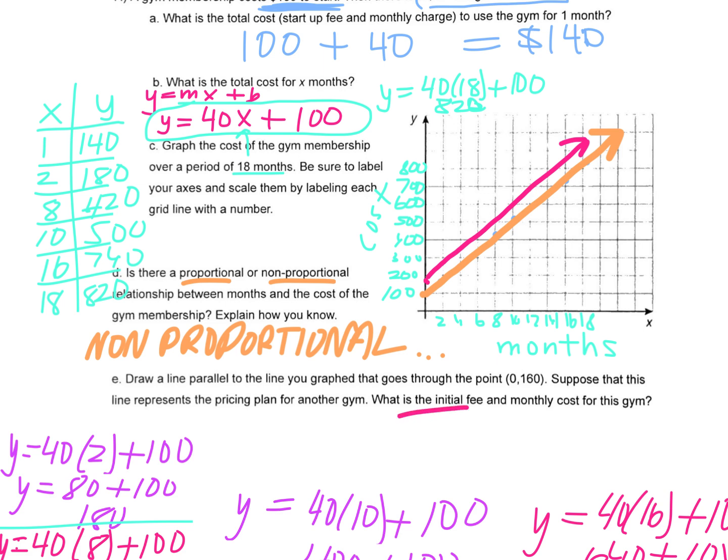Okay, so what would the initial fee be? So the initial fee would be 160. And then how much would it cost? It would be the same cost because it's parallel.